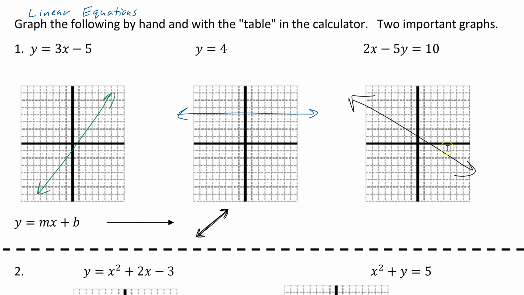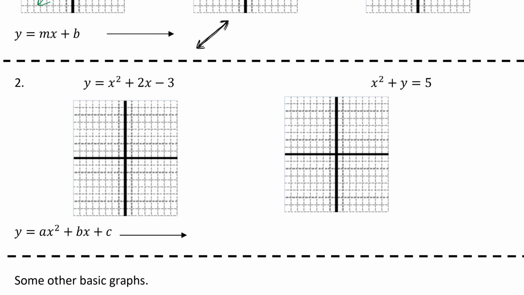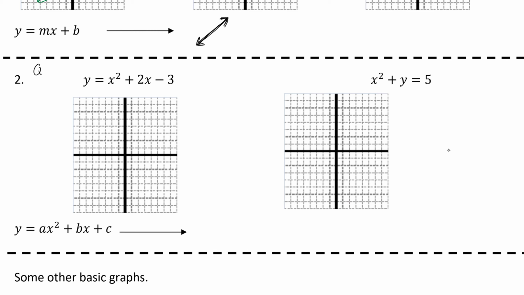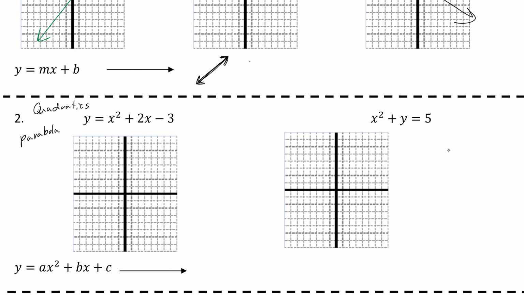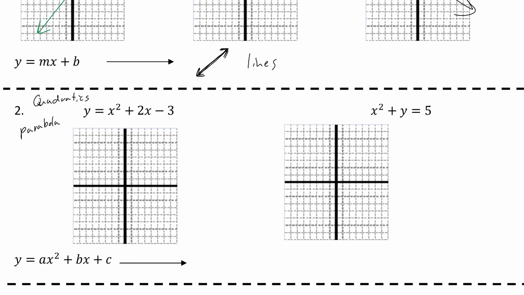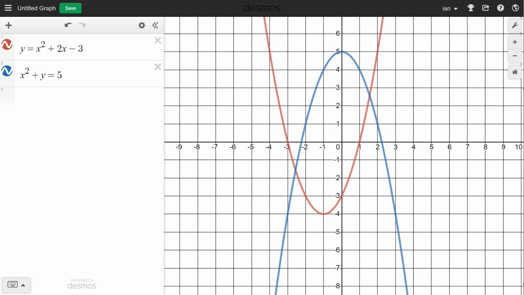The second type of graph, these are called quadratics. And what their graph is a parabola. So these are lines, and these will be parabolas. Okay, so if we plug them into Desmos, they look like this. So you can see the red one is our first one. It's an upward parabola. And the blue one is a downward parabola. And that's what we have. It's either upward parabola or downward parabola.